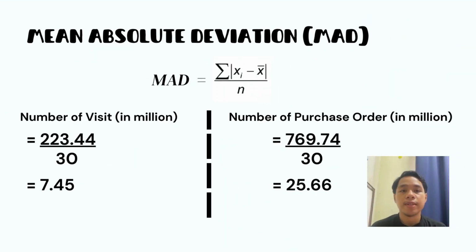Second, we will find the mean absolute deviation. MAD is the average of the absolute differences between the observations and the mean, divided by the total number of data points. The MAD for the number of visits is 223.44 million divided by 30 equals 7.45 millions. And the MAD for the number of purchase orders is 769.74 millions divided by 30 equals 25.66 millions. So the MAD of the number of purchase orders is greater than the MAD of the number of visits.